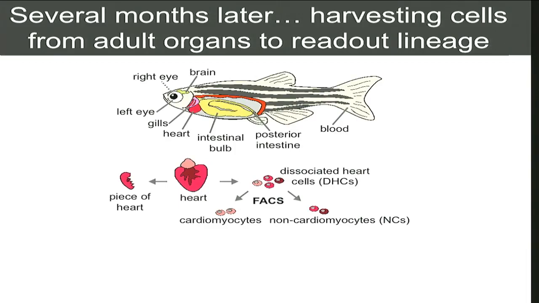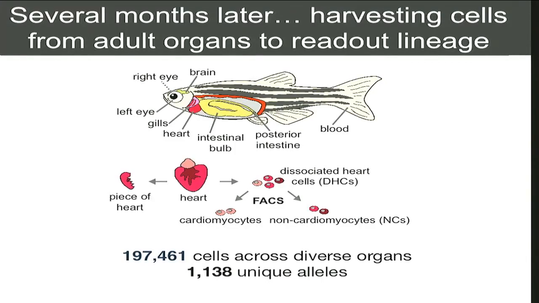And so we did a more focused analysis on the heart, where we took off a chunk. We also sorted out cardiomyocytes and non-cardiomyocytes to look in a little more detail. So one nice thing here, when you're using sequencing, you're able to sample an incredibly large number of cells. So here we're able to look at nearly 200,000 cells from diverse organs, but these boil down to around 1,000 alleles, right? So we're seeing each allele in many cells.